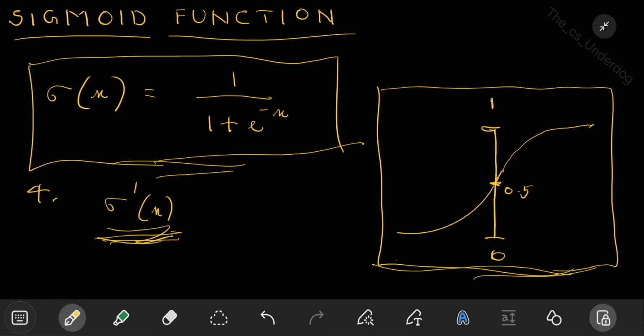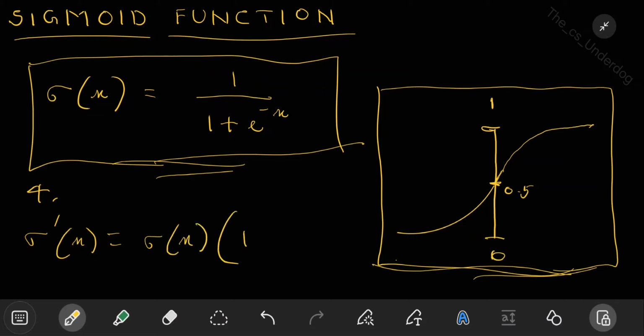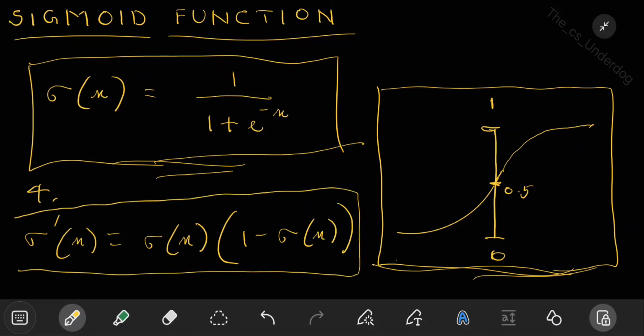And this is where the sigmoid function has its greatest positive: it makes the calculation easier. What is the derivative of the sigmoid function? It can be expressed in terms of the sigmoid function itself. That is the beauty of it. The derivative of the sigmoid function is sigmoid of x into 1 minus sigmoid of x, purely in terms of the sigmoid function itself. And where is this useful? In optimization algorithms like gradient descent, where you want the calculation of the derivative to be easier. So this makes your mathematics easy.